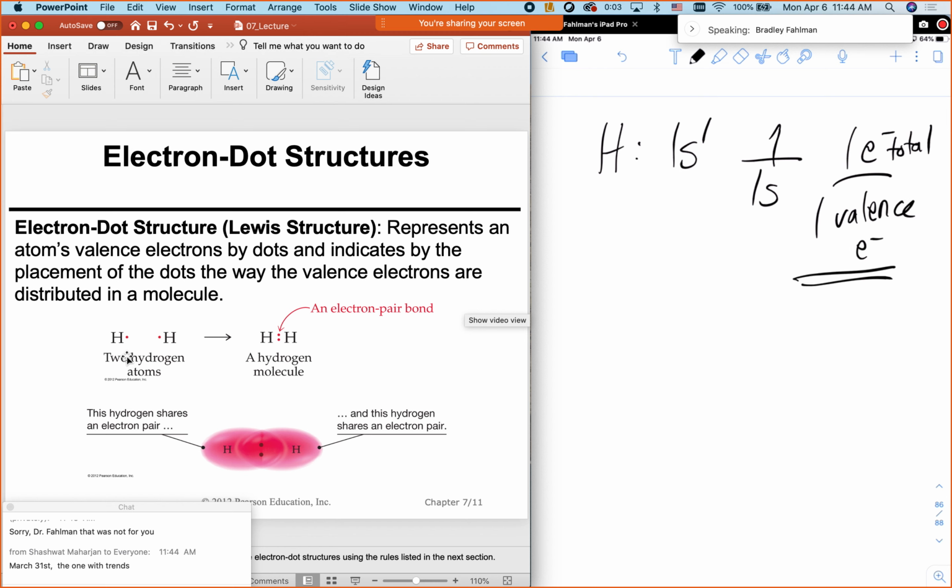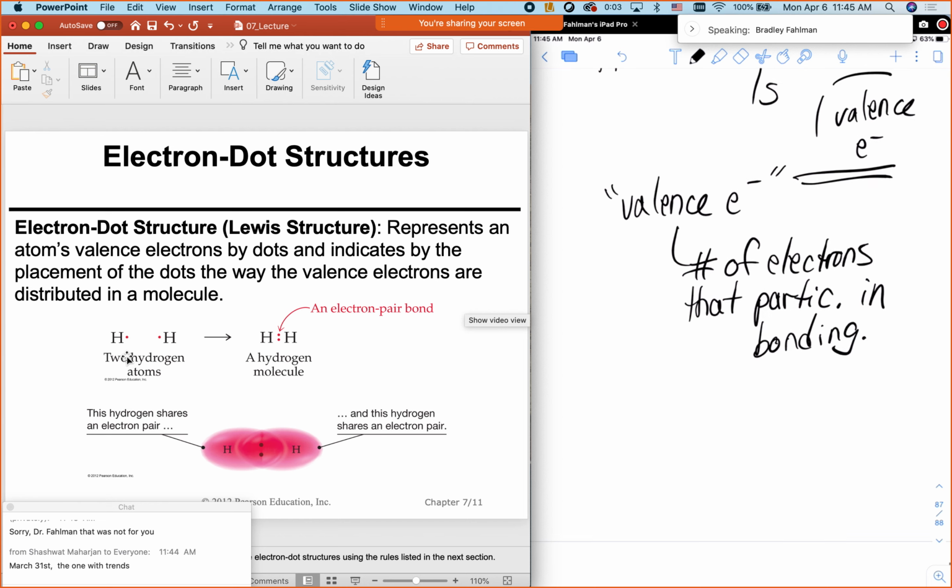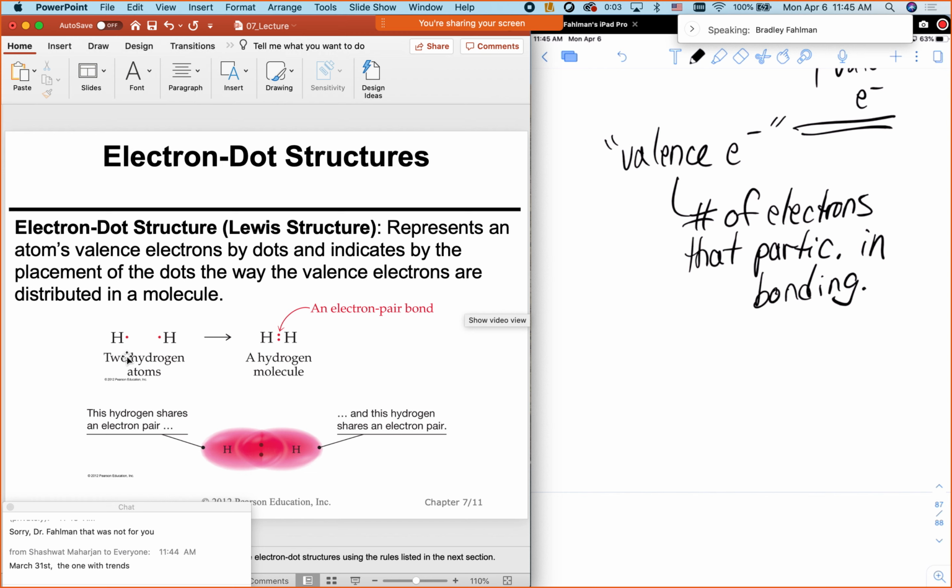Okay, and so a valence electron, I'm using a lot of quotes today, aren't I? Is the number of electrons that participate in bonding. Okay, and the easy way to figure out how many valence electrons something has is if you look at the periodic table, it'll be whatever group it's in.